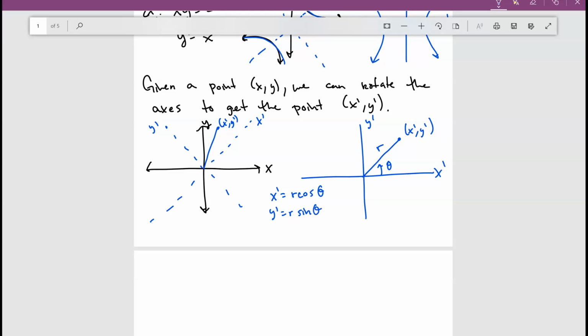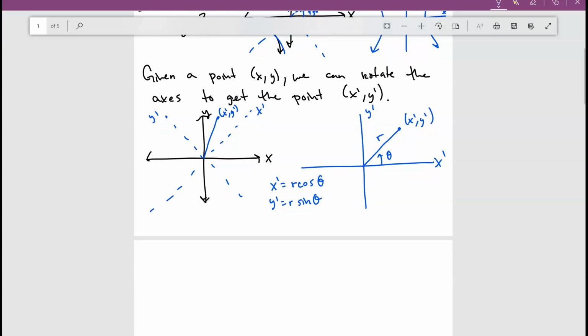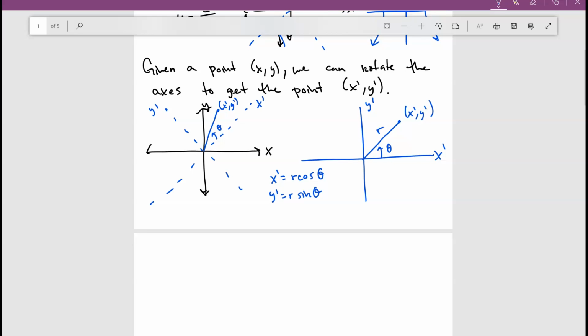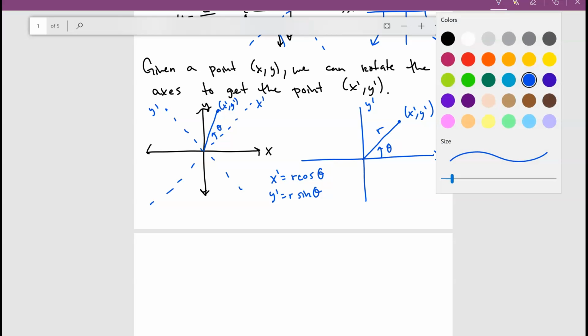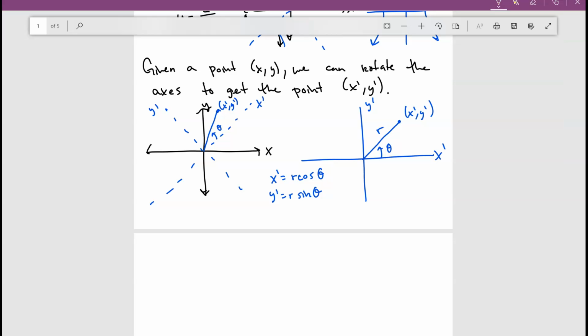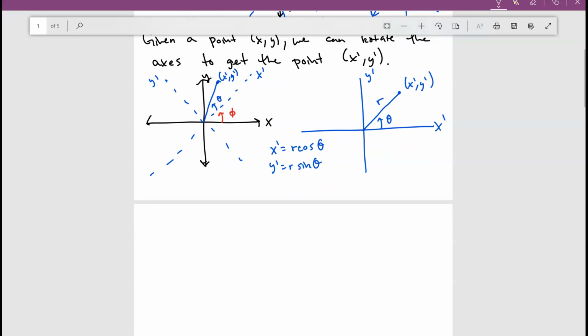So that's how we can look at it. So this angle right here is theta. Now what I'm going to do is look at this point in terms of x and y. If you notice here, we have an additional angle. This is rotated theta degrees or radians, and this is going to be a new angle, phi. I'm going to try to express x in terms of this radius and this theta and this phi.